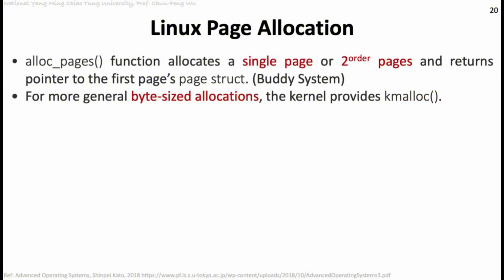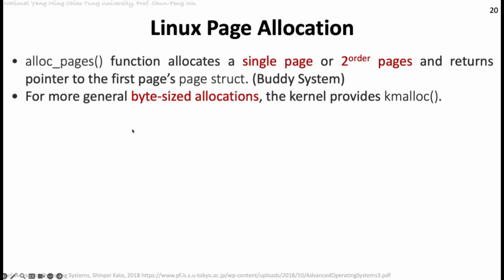So let's talk about how to allocate the page frame. Actually, Linux doesn't really use best fit or first fit or worst fit. Linux uses something called the buddy system to allocate the page frames. There is a function in Linux called alloc_pages to allocate a single page or more than one page to the process.